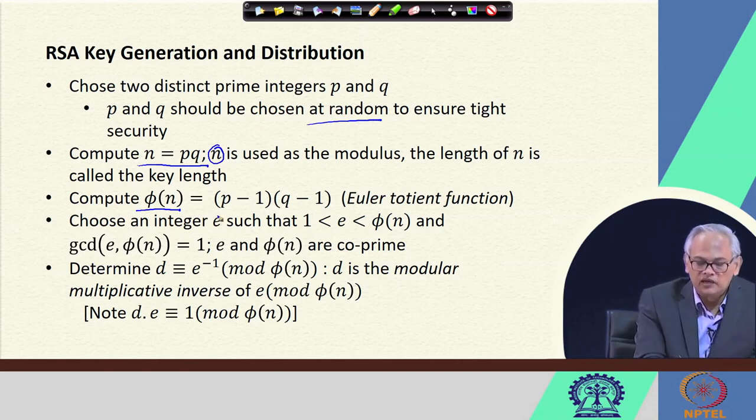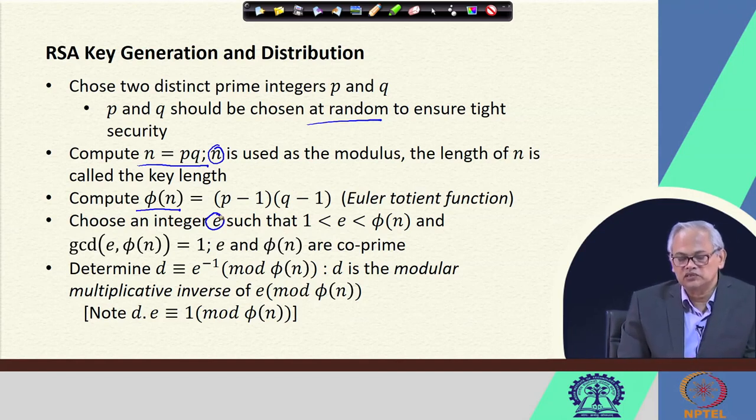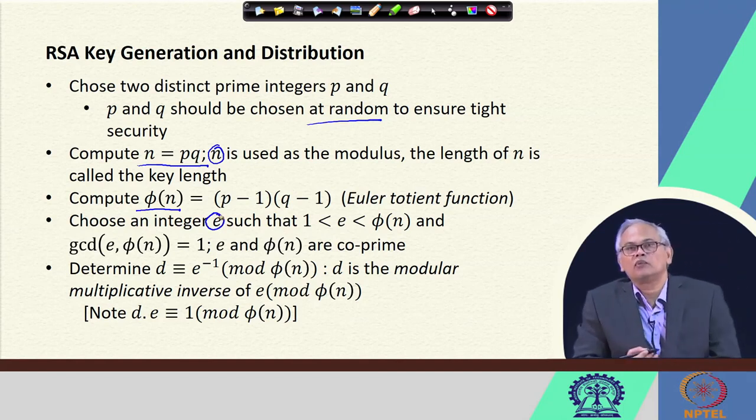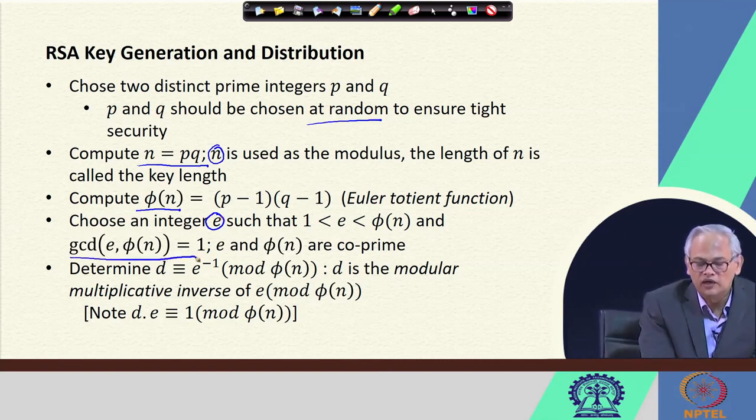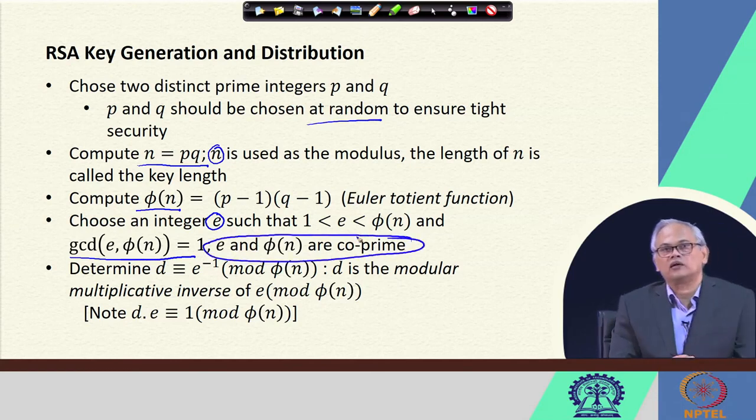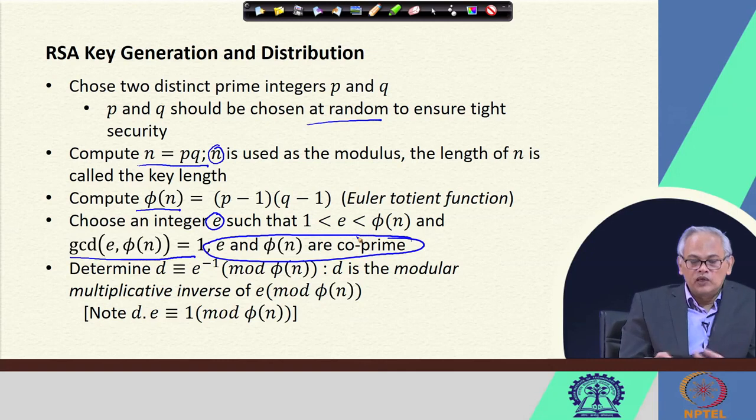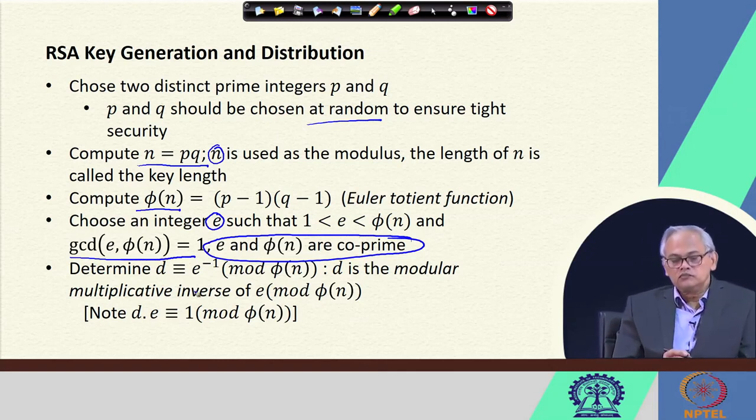And then an integer e is to be chosen such that e is greater than 1 but less than phi n, and GCD of e and phi n is 1, meaning that e and phi n are co-prime. That means there is no common factor. And then we determine d, which is the modular multiplicative inverse of e modulo phi n.